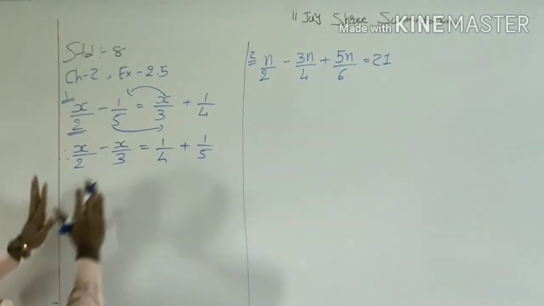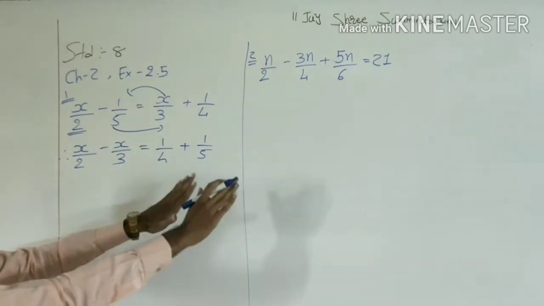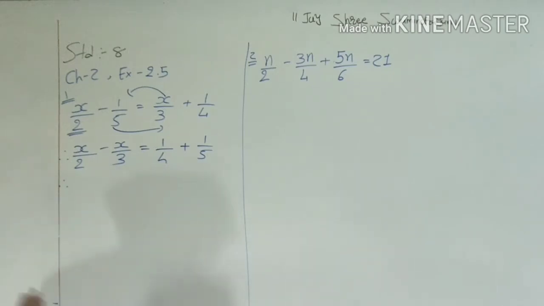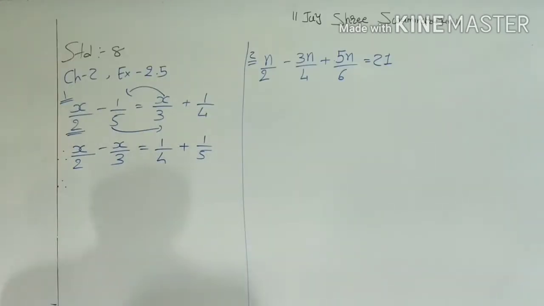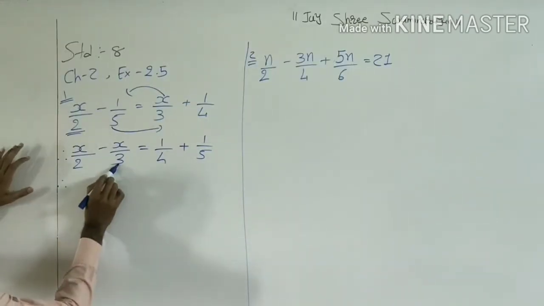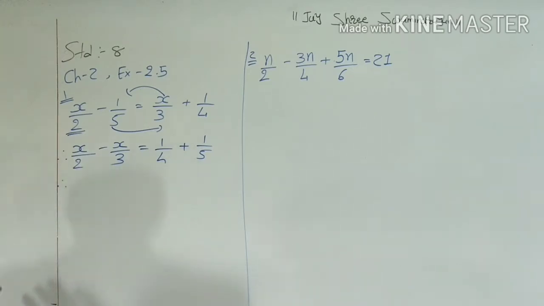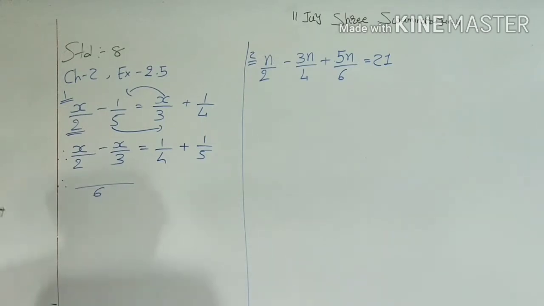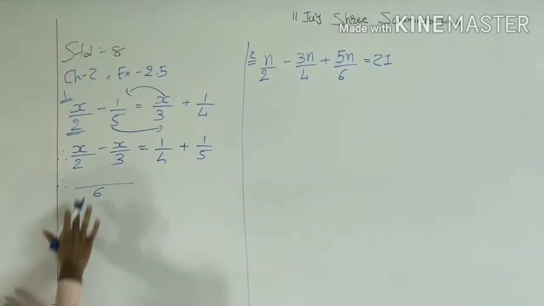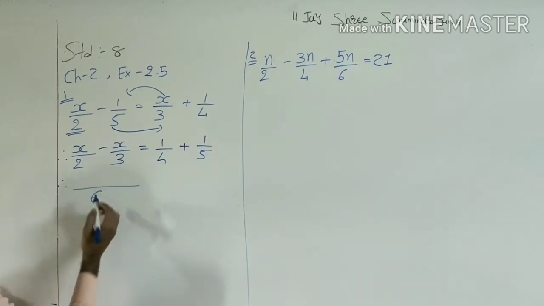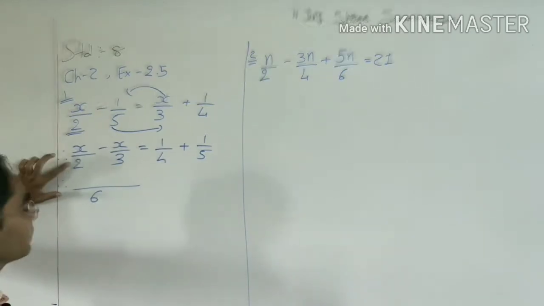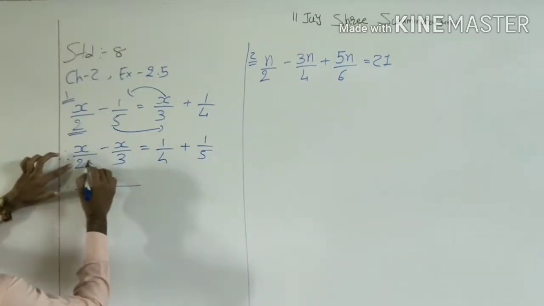Now I take the LCM on the left hand side and a separate LCM on the right hand side. On the left hand side we have two denominators, 3 and 2. Both are prime numbers, so we can use the cross multiplication method. 3 2s are 6, so our denominator is 6. Now, how can we convert this denominator 2 into 6? Because here we want 6. So 2 3s are 6.